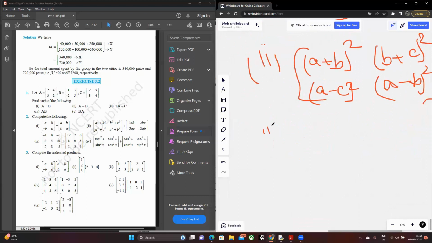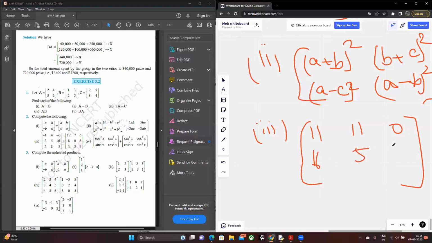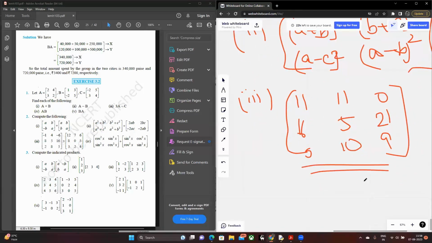Right. Then third subpart. This is going to be a 3 cross 3 matrix. Right? This is going to be minus 1 plus 12, that's 11. This is going to be 7 plus 4, that is 11. This is going to be 6 minus 6, that is 0. Right? This is going to be 8 plus 8, 16. This is going to be 5 plus 0, 5. This is going to be 16 plus 5, that is 21. And this is going to be 2 plus 3, that is 5. This is going to be 8 plus 2, that is 10. This is going to be 5 plus 4, that is going to be your answer.